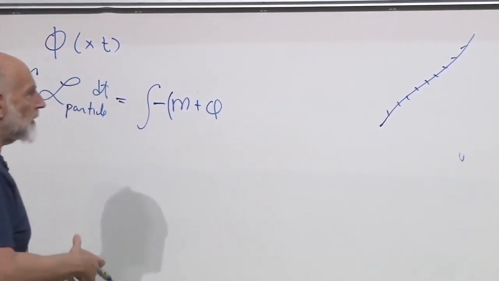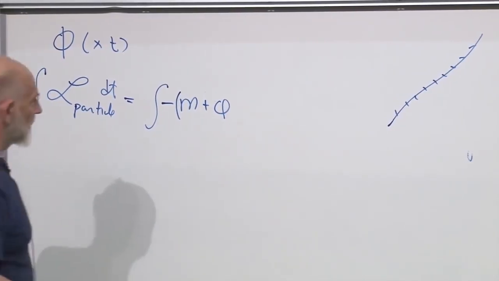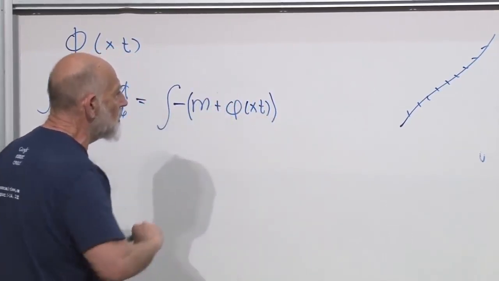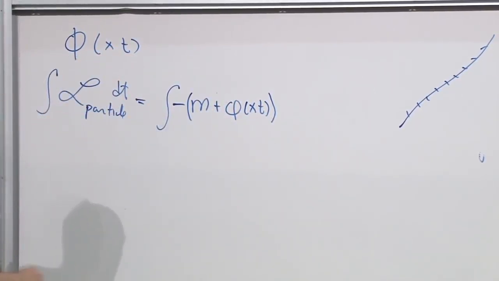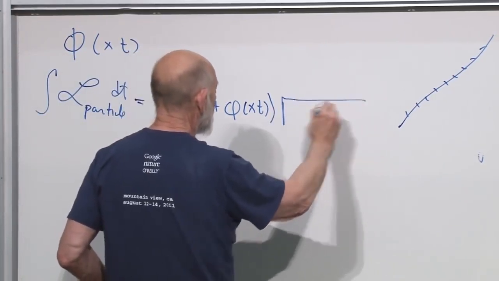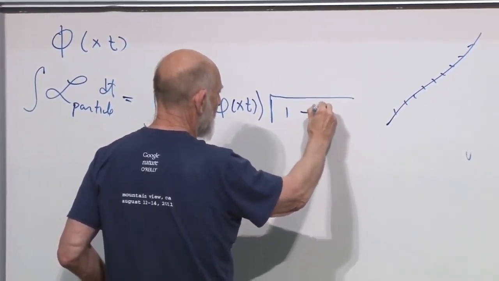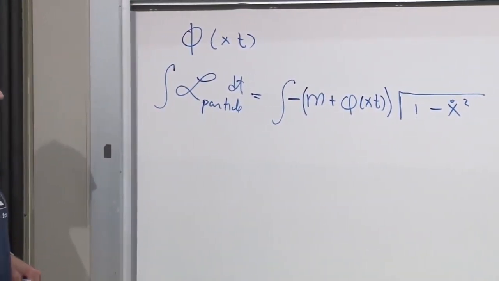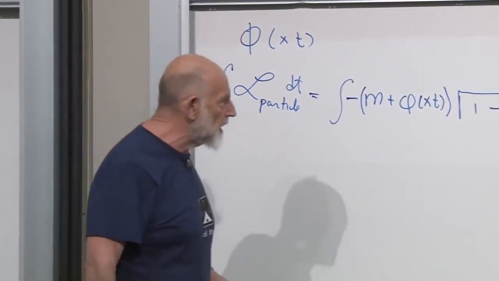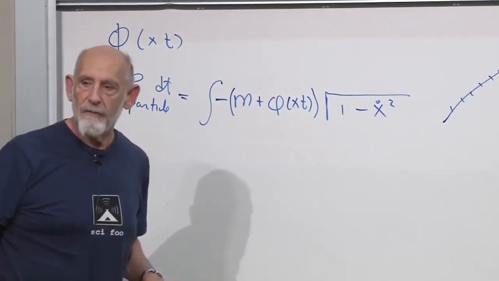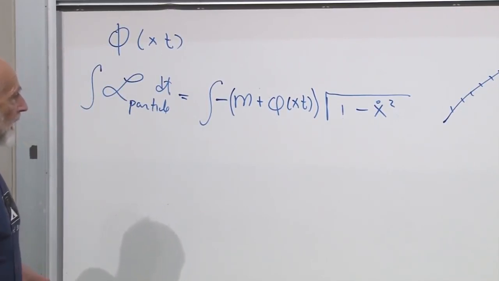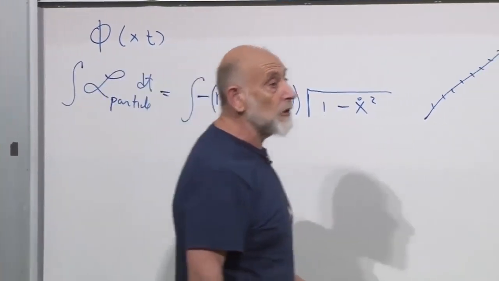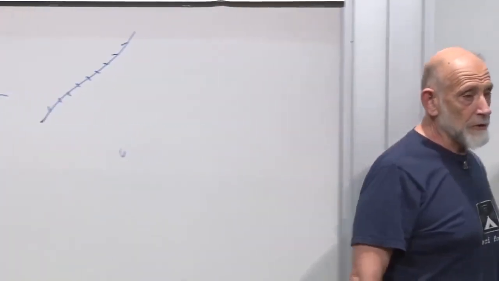Now, phi is a function of position and time in general. So it's a function of x and t. But we're imagining for the moment that it's a known function of the coordinates of the particle, times the same thing again, the square root of 1 minus x dot squared. That's the Lagrangian for a particle. I could work out the Euler-Lagrange equations and find out how phi affects the motion of the particle. I'm going to do it in the simplified approximation where the particle moves very slowly, just as an illustration.